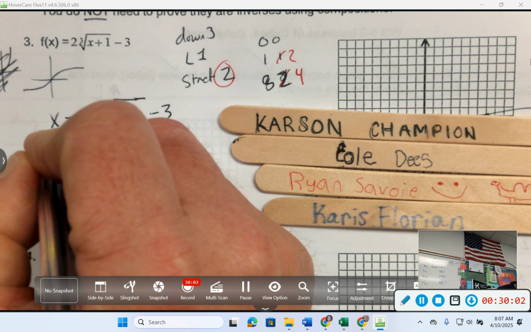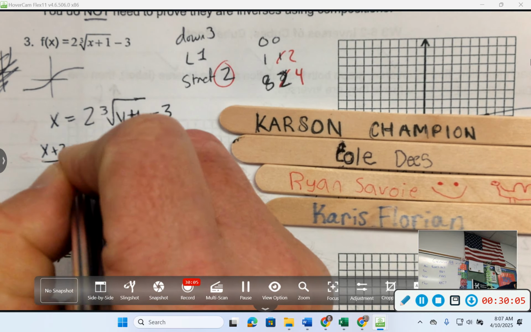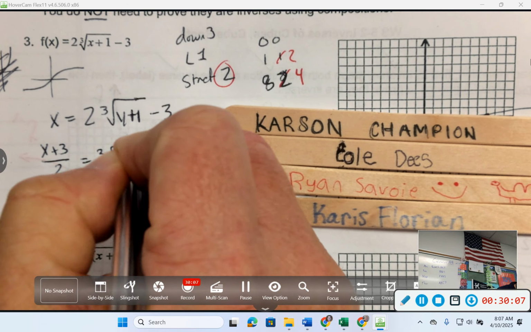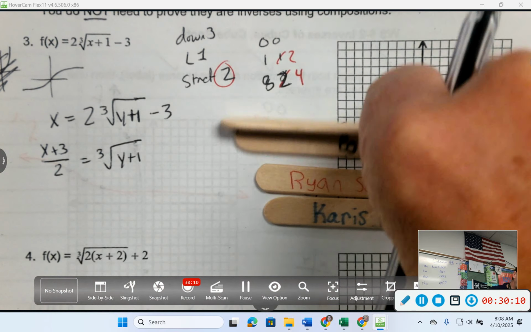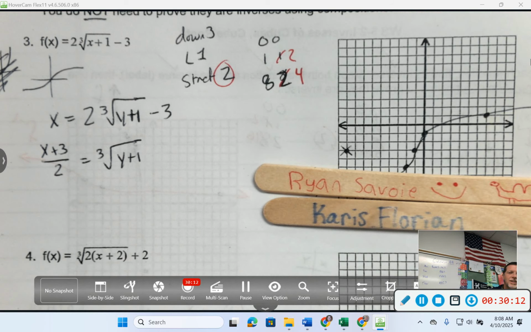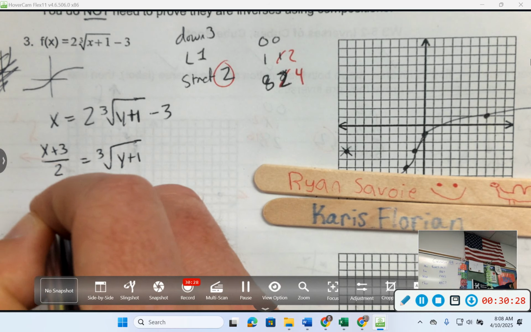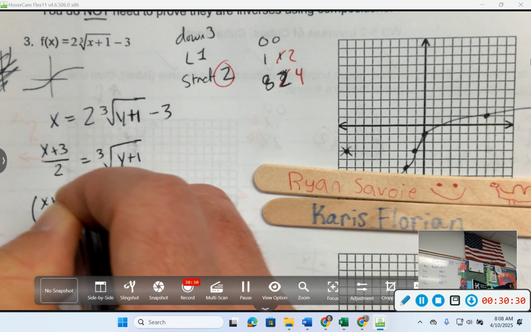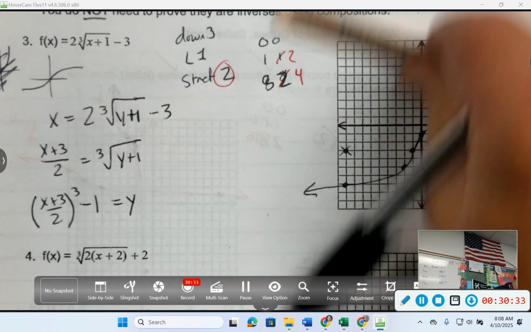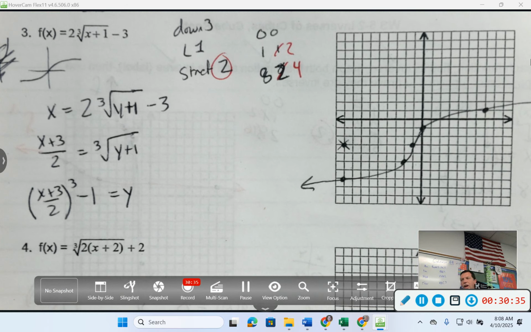Again, I'm good enough to do 2 steps at once. I wouldn't try to do everything at once. Some of you would, and some of you would do it correctly, and others wouldn't. So don't do 4 things at one time. Ryan, what would we do next? We cube each side. Okay, and then Karis, after we cube each side, what would we do? Move the 1 over. So I'm going to cube and then subtract 1. So I was doing 2 steps at once. That's okay. 4 steps at once, inviting problems.